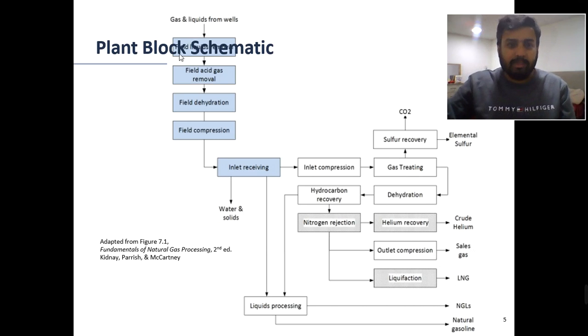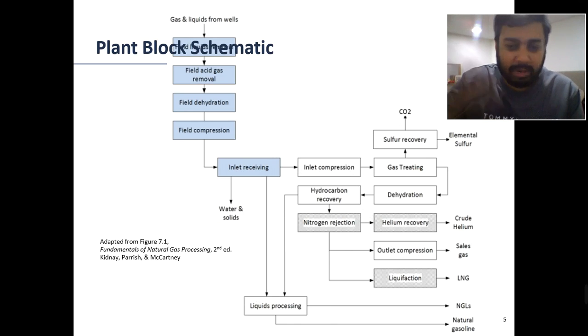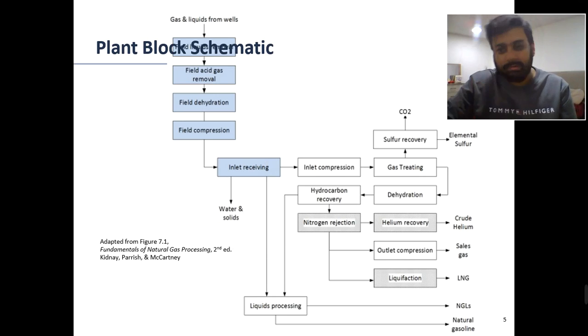Now, this is a very comprehensive diagram of natural gas processing. It is not necessary that every plant must have all of it. The plant we have in Danagas need not have all of this, or the plant somewhere else in Australia should not necessarily have all these processes as mentioned in this diagram. No, it all depends on the composition at the inlet receiving.